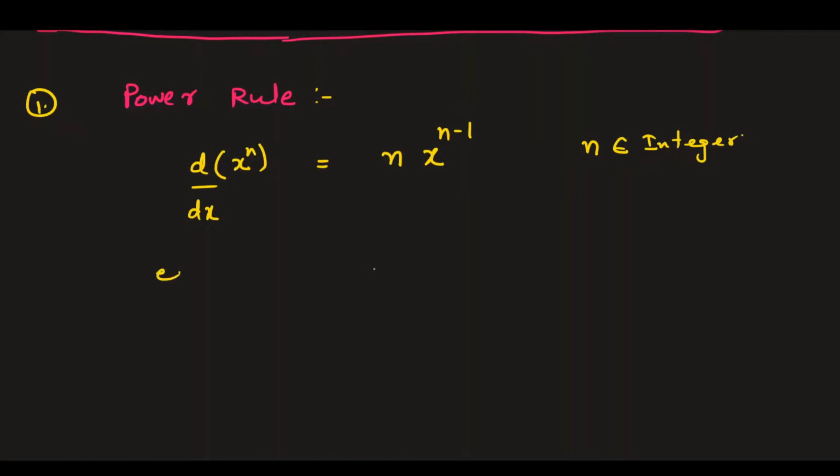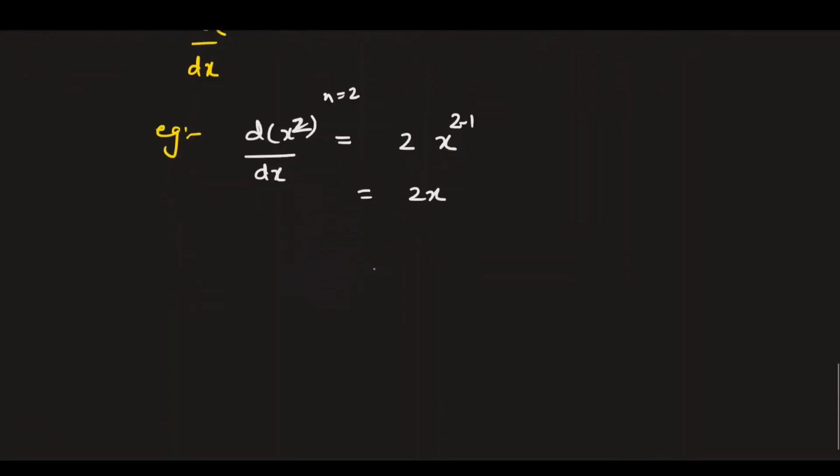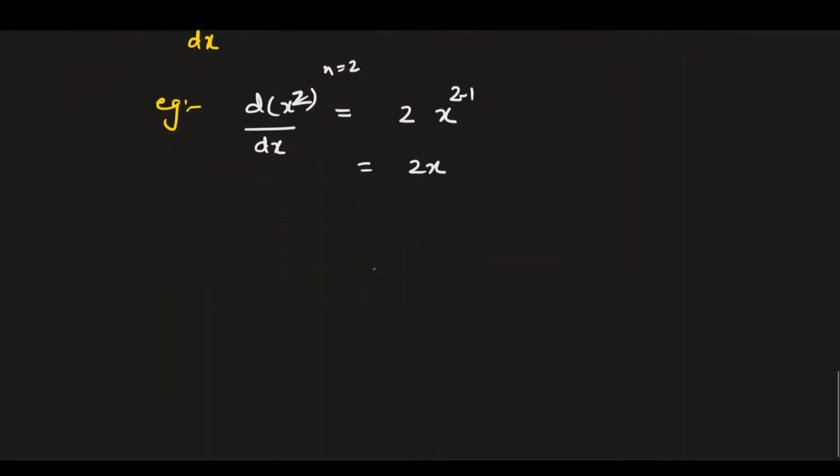For example, if I have to give an example, we know that d of x square by dx is equal to, n is 2 in this case, so 2 into x to the power 2 minus 1, that is 2x. And this is the first example.